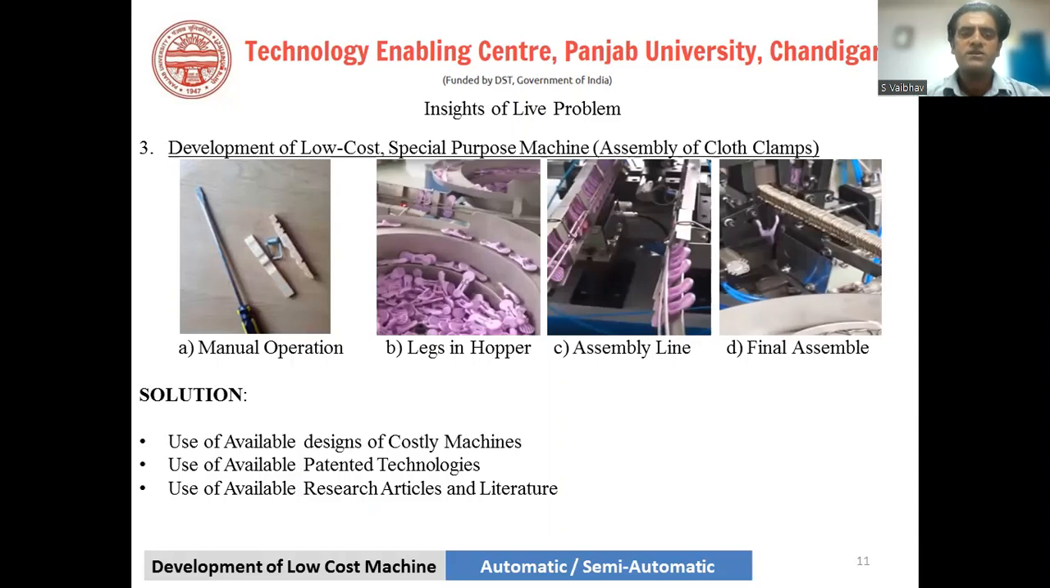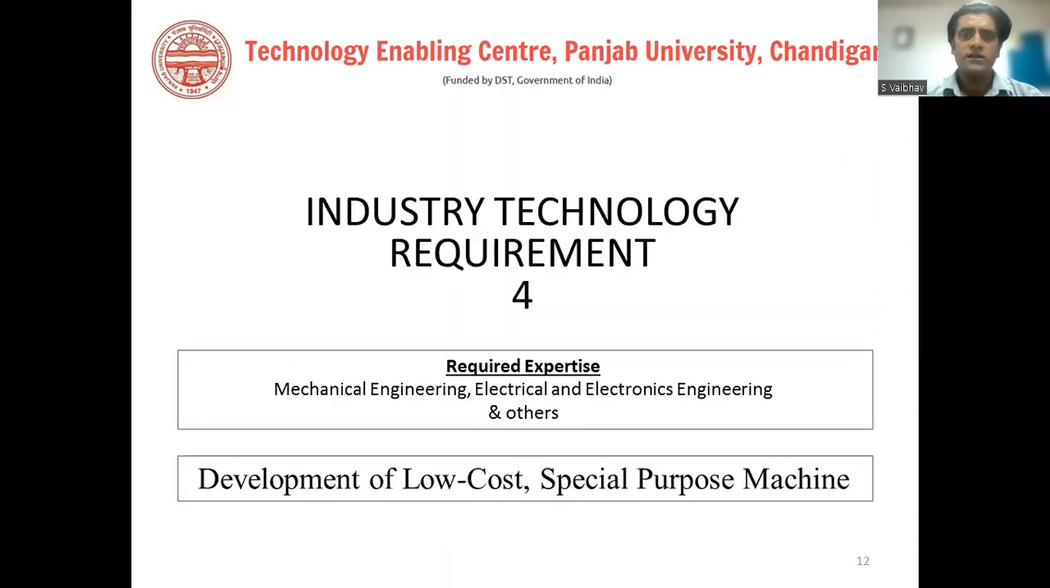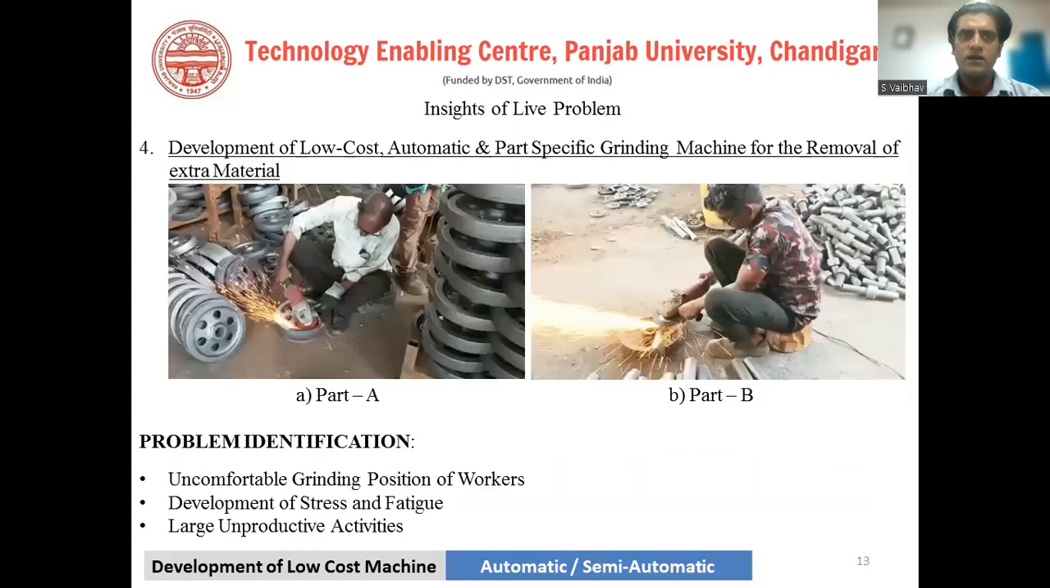For solution purposes, there are available designs of those costly machines. There are available patented technologies, and there are also available research articles and literature on this cloth clamp machine. So we can use those available technologies, literature, and designs in the development of a low-cost machine. The next industrial requirement is the development of a low-cost special-purpose machine, in which we require expertise from mechanical engineering, electrical and electronics engineering, and others may collaborate.